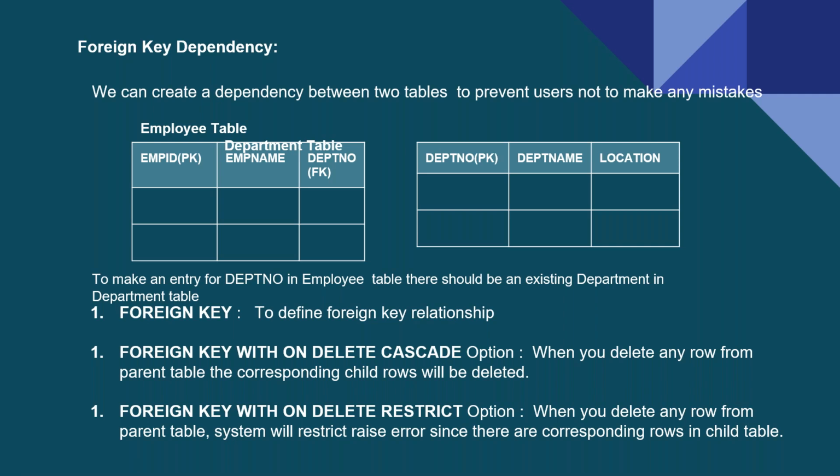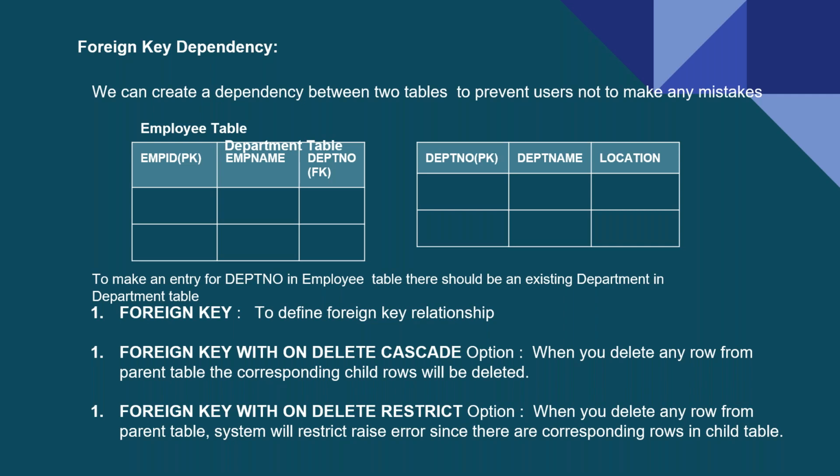So with the on delete cascade option and on delete restrict. When you delete any row from a parent table, let's say in department number, I have a department. If I am going to eliminate the department, the corresponding child rows will be deleted. When there is no department, there is no point in keeping the employees in that department. So when I am defining a foreign key by saying on delete cascade, that means it will automatically take care of doing the deletion of children.